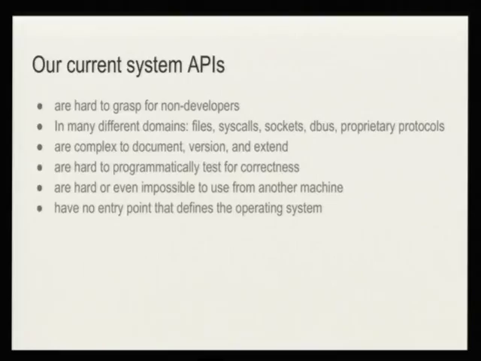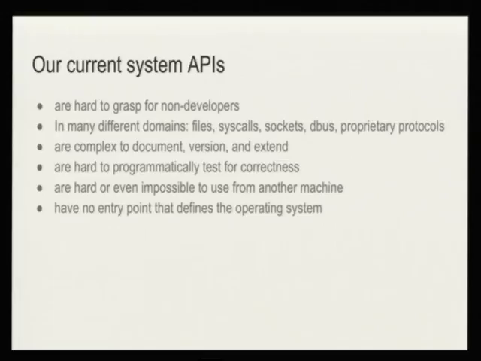So the current system API is hard to grasp for non-developers. As a non-developer, you have no clue. You might use Cockpit to hide all these things. And we have many different domains: files, syscalls, sockets, D-Bus, proprietary protocols. They are complex to document, version and extend, especially extend most of the time.